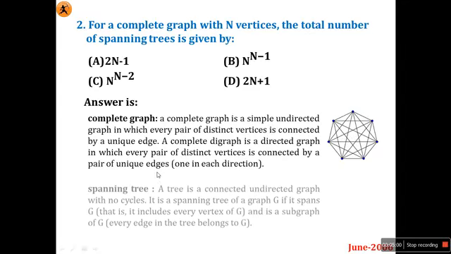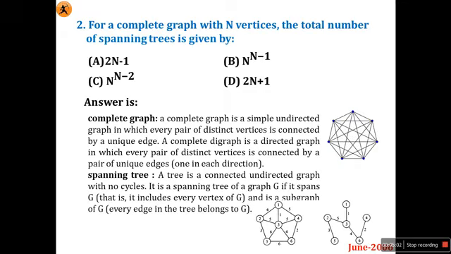Now we'll look at what a spanning tree is. A spanning tree should be a tree. First of all, what does tree mean? An acyclic graph. A tree with n vertices should have n minus 1 edges. That is the tree property. But a spanning tree is a special type of tree. It is a subgraph of a graph, meaning the spanning tree is generated from a graph.